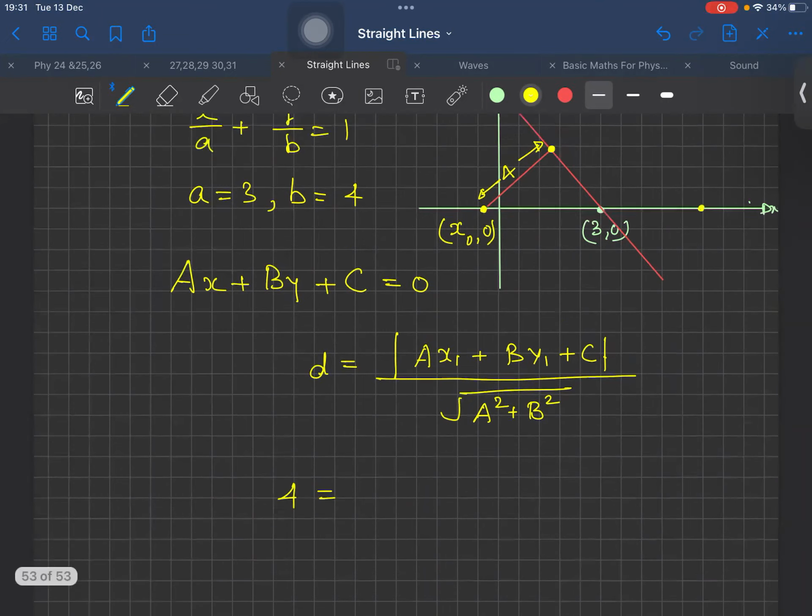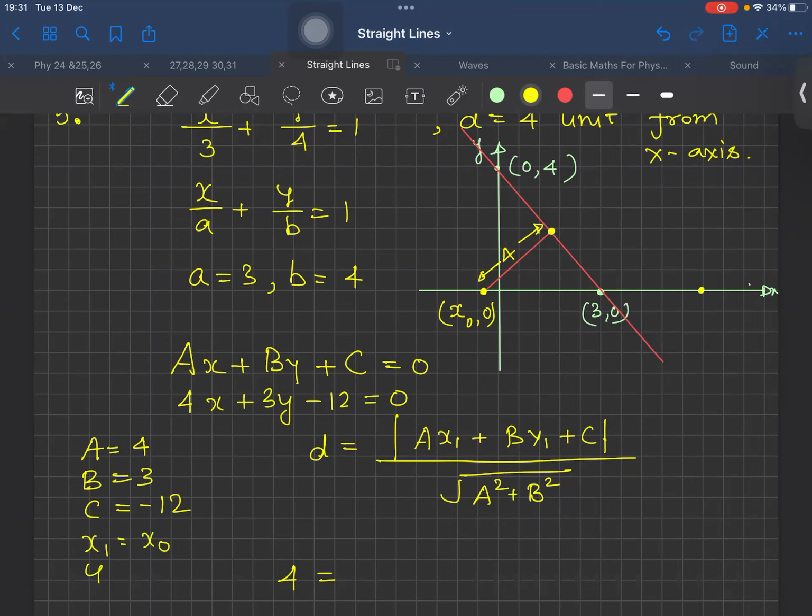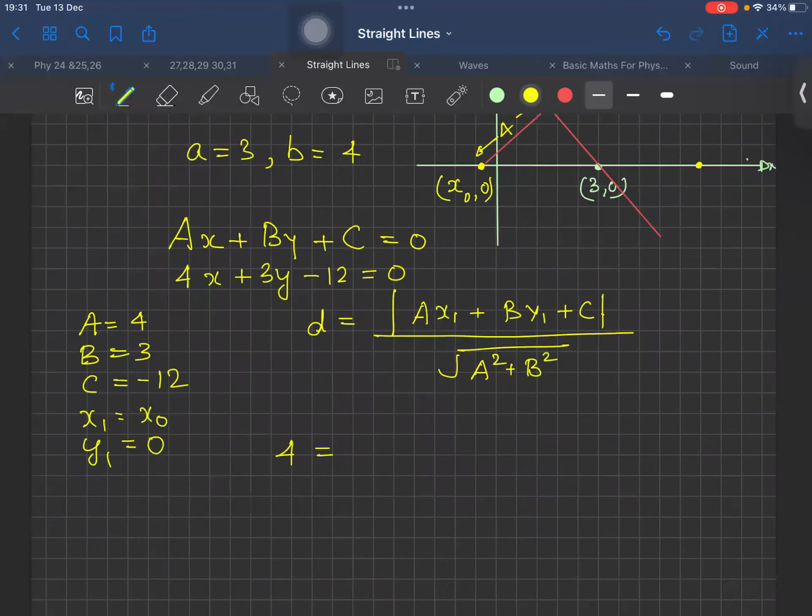So how will you convert this line? You'll get 4x plus 3y minus 12 is equal to 0. That means the value of a is 4, b is 3, and c is minus 12. And the point x1 is x0, y1 is 0. You just substitute these values here.